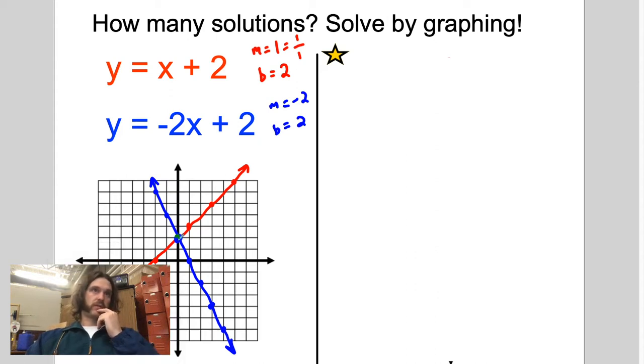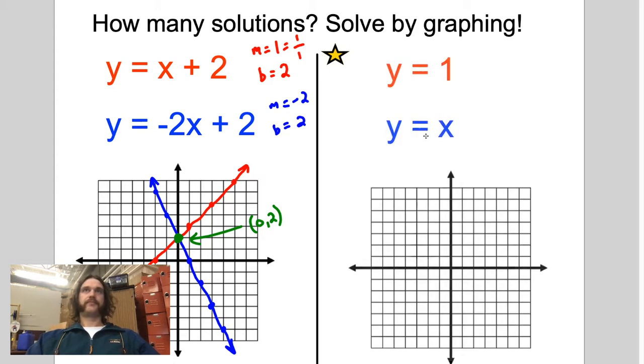The solution. Now, when you're showing your work, you need to graph your lines. You also need to state explicitly what that solution is. It is the point (0, 2). That is our solution. This is the point that is in common between these two lines. Let's take a look at this next one.